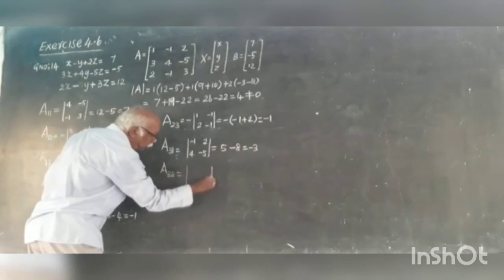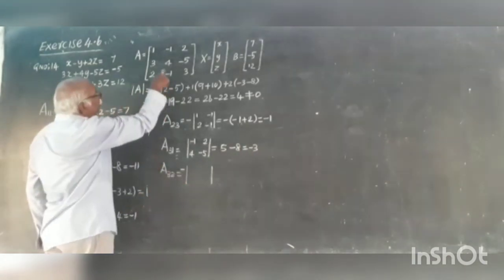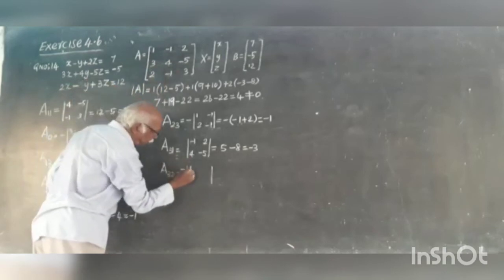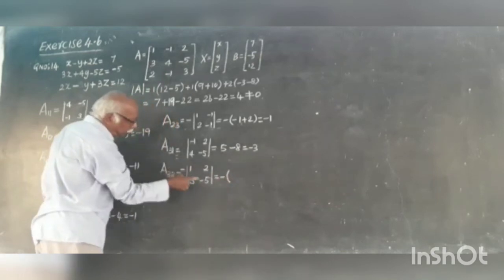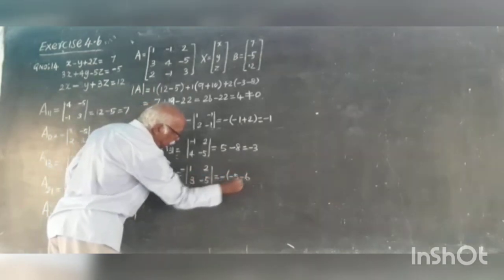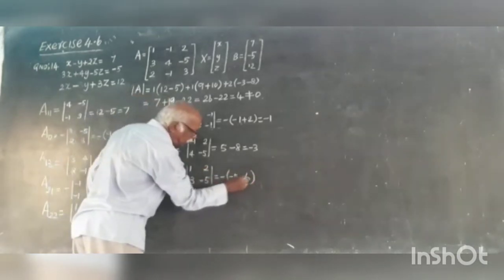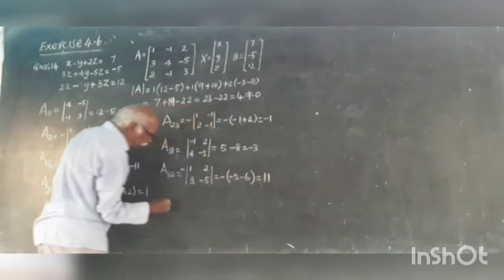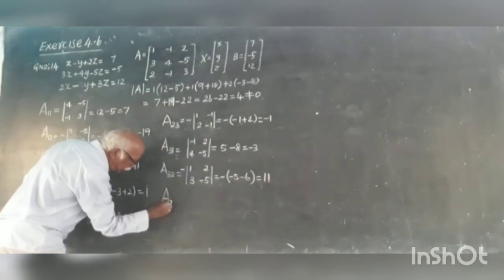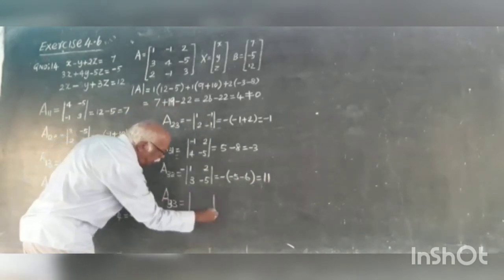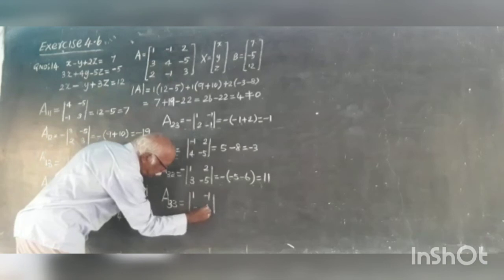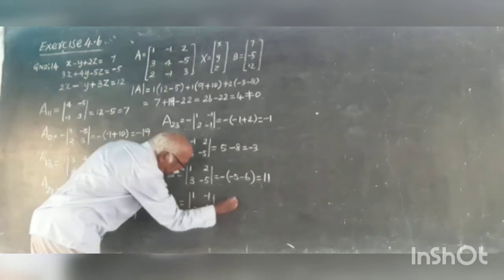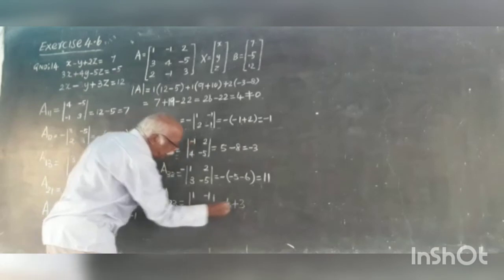A32 negative. A32: 1, 2, 3 minus 5. Minus of 1 into 5 minus 5. Minus 6, 3 into 6 minus 6. Minus 11 into minus plus 11. Last element A33: 1 minus 1, 3, 4. 1 into 4, 4 plus 3, 3 into 7. So we have found all the cofactors.